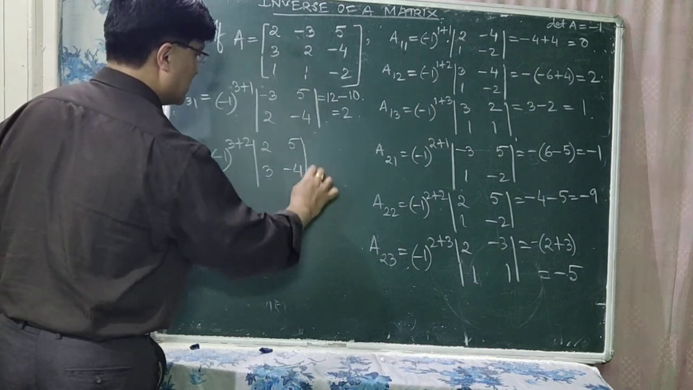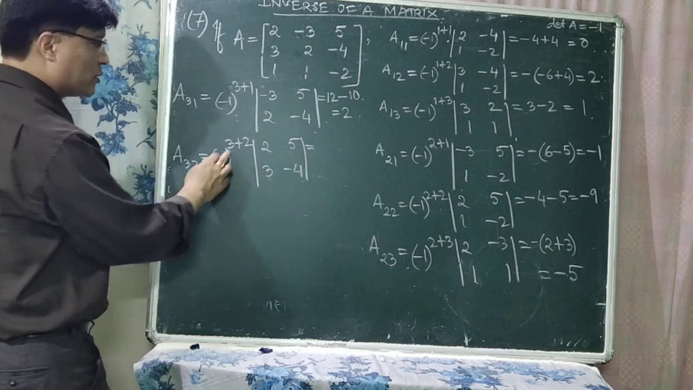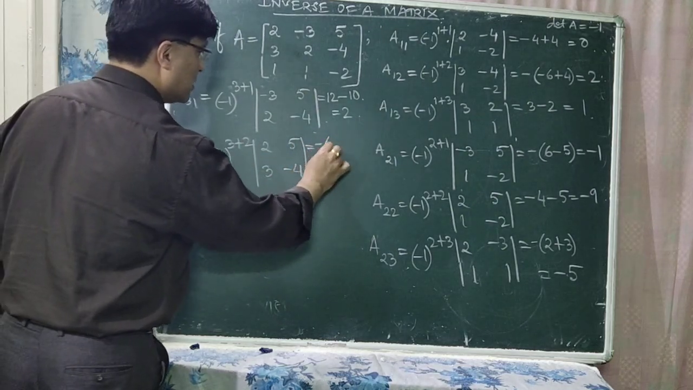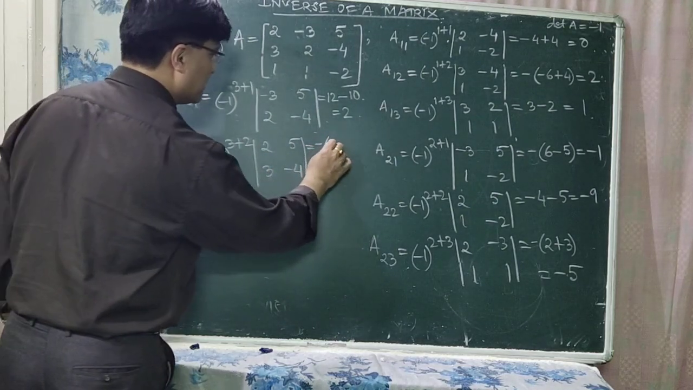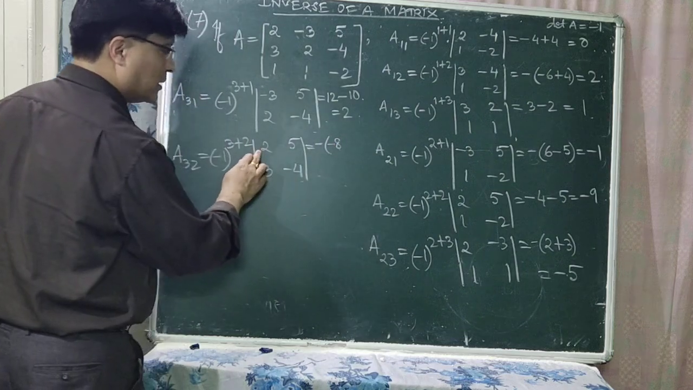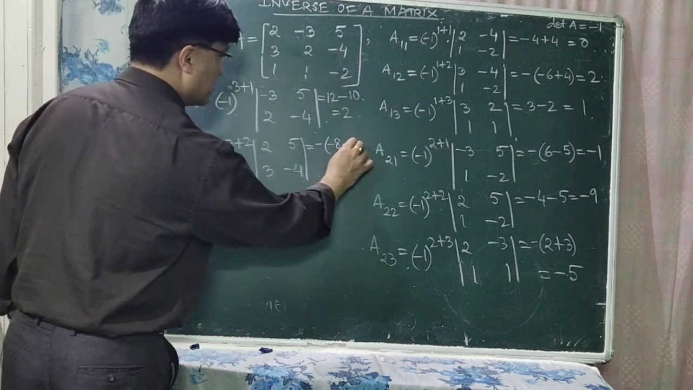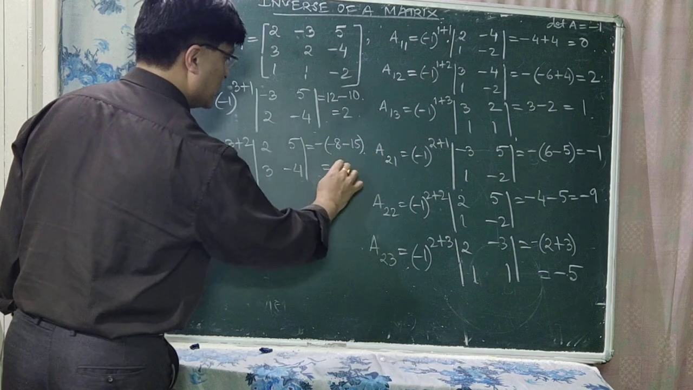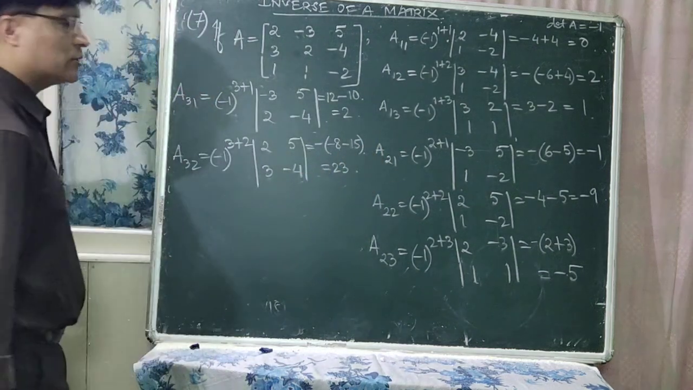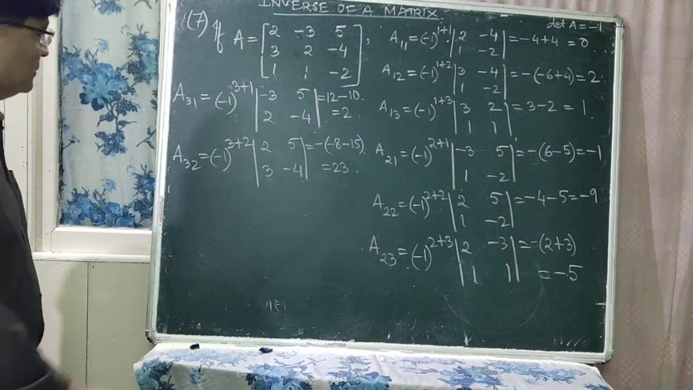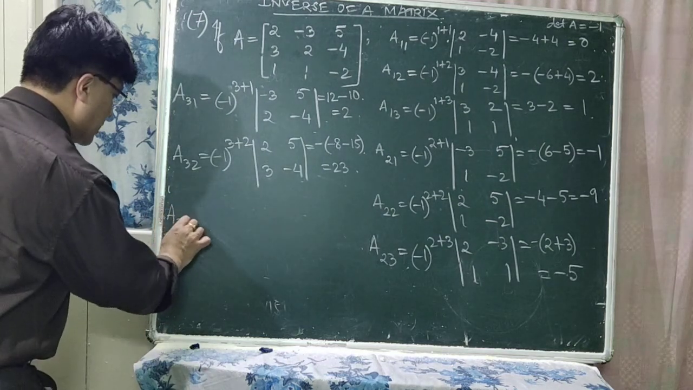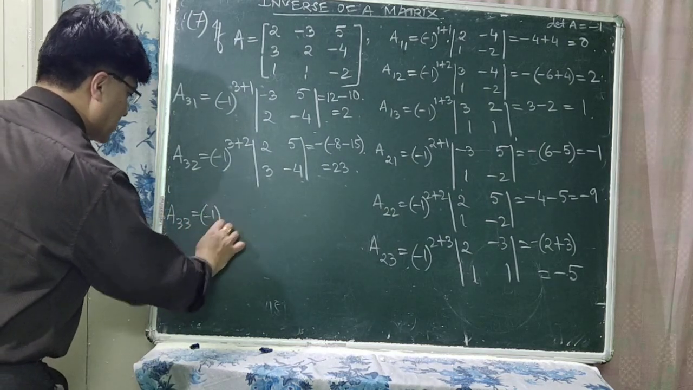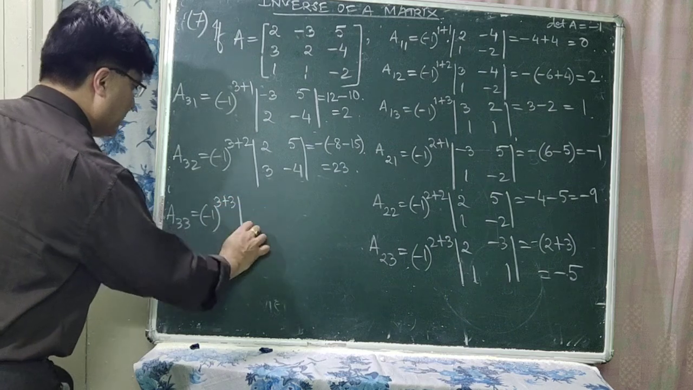Which is equal to, what is minus 1 to the power of 5? Minus, so it is minus 8. 2 into minus 4, minus 8, then minus 15, which is equal to, this is your plus 23. Clear? Then comes A33. So minus 1 whole to the power 3 plus 3.